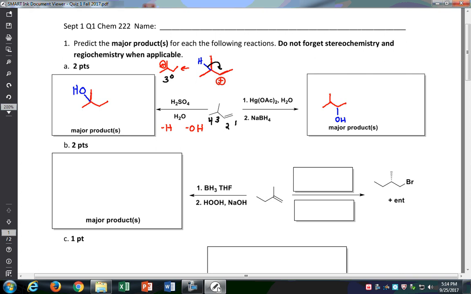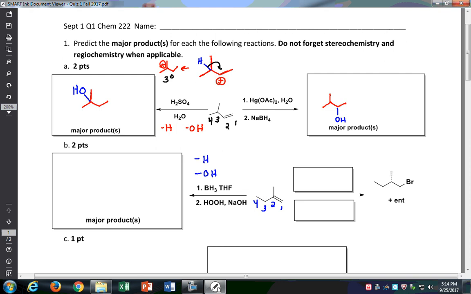Now, if we go down to the next reaction, if we look to the left, we're reacting with BH3 THF followed by peroxide and sodium hydroxide. In this case, this is our anti-Markovnikov hydration, so we're still adding H and OH across our double bond, but we're going to have our OH to be anti-Markovnikov. Now, in this case, the OH is coming from the peroxide, and this is not a radical mechanism.